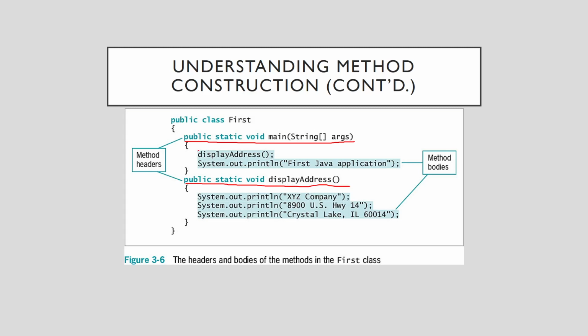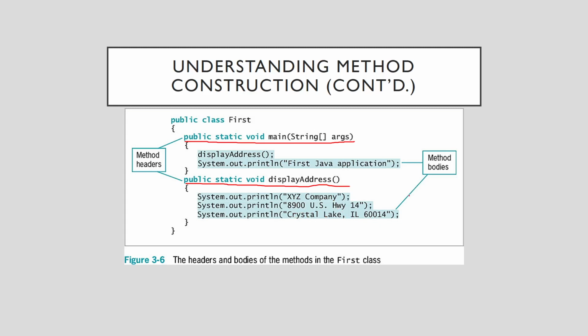Upon executing the program, when the interpreter encounters this method call display address, it will look for the method definition which has the name display address, which is this one. It then executes the statements within this method definition, which display or print the literal strings XYZ company, the address, with the zip code.